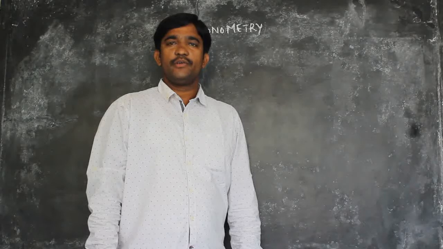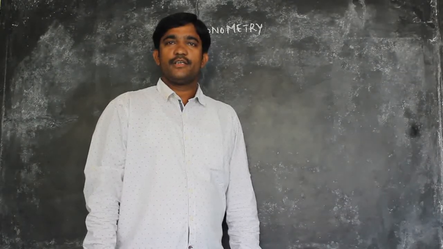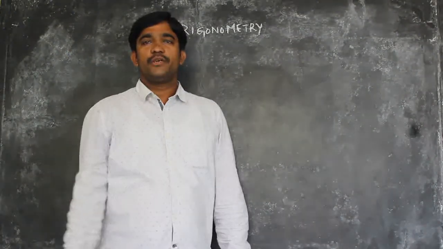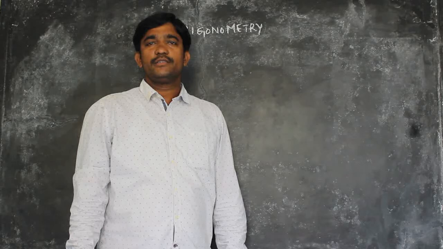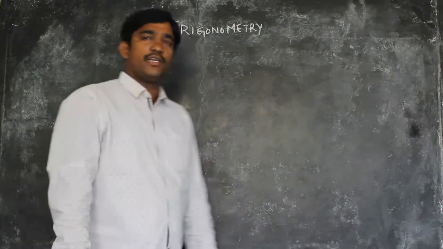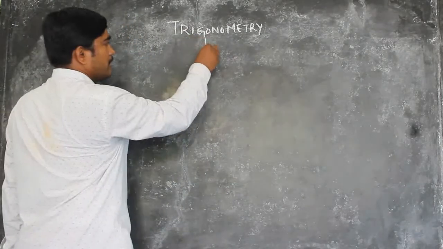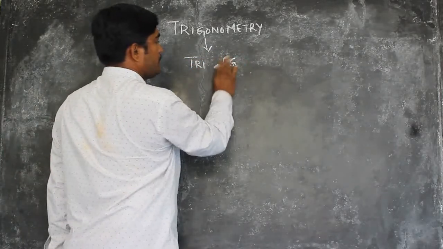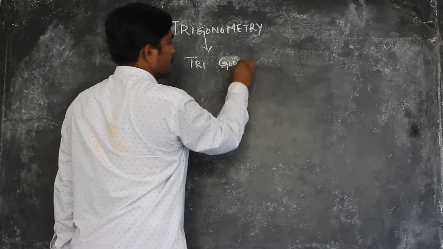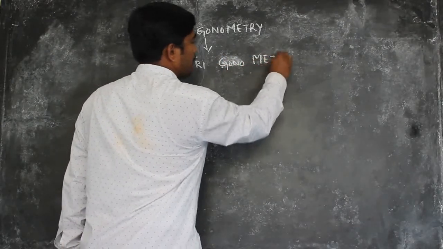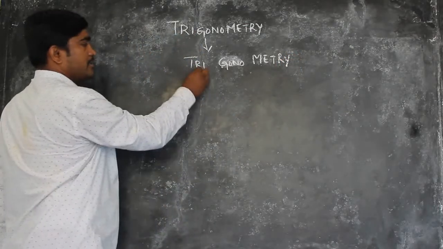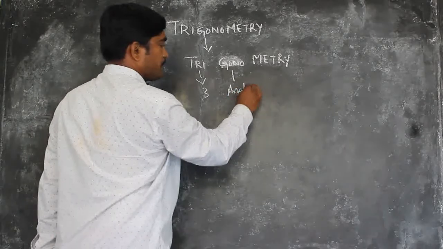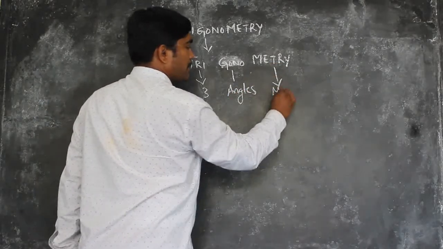Trigonometry and how it will be useful for our 10th class. First of all, this trigonometry has been derived from three words. Here, tri indicates 3, gono indicates angle, and metry indicates measurement.